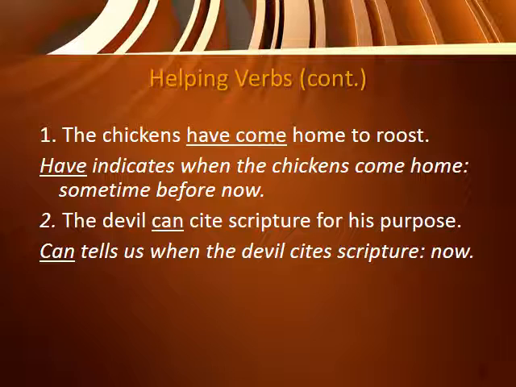So I know we mentioned this before. This is kind of a duplicate slide, but after seeing the last slide, now I would like you to see actually what the main verb is. The main verb is "come." The helping verb is "have," because you can't say the chickens have home to roost. That wouldn't make sense. The main verb can stand on its own: the chickens come home to roost. But "have" is that helping verb. The devil can cite. "Cite" is the main and "can" is the helping. So just know to differentiate between the two. You can have one without the other, but the other one helps the main.